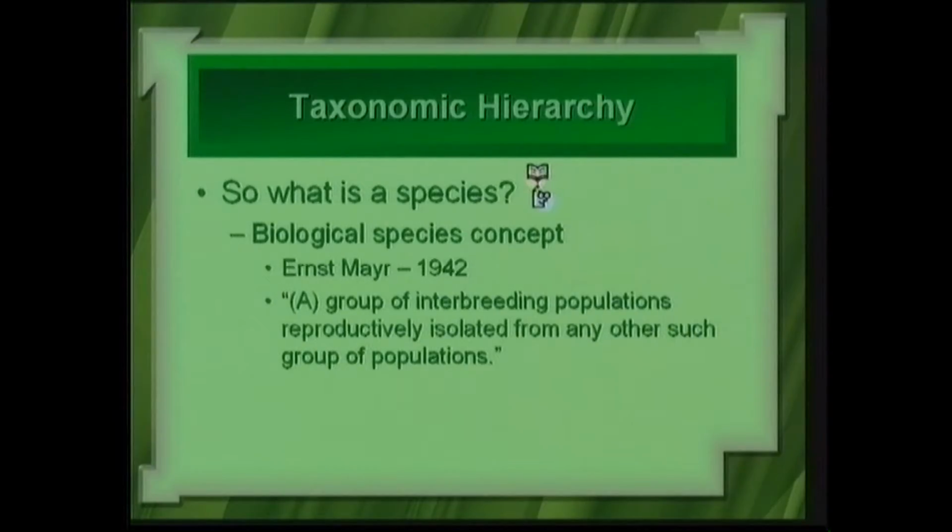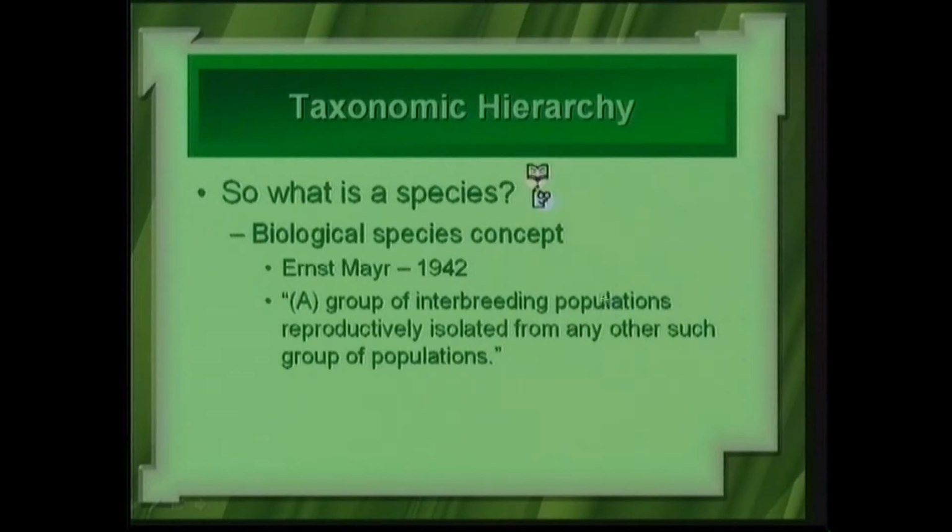So what does this mean? It means that with plants or with animals, it has to do with breeding behavior. This really refers pretty well to animals, but we'll get into that in a little bit. So, a group of interbreeding populations. What is a population? A population is members of a single species that live at the same place at a particular time.